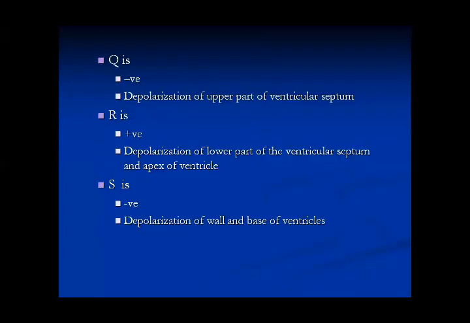Now we break up this QRS complex. The Q wave is a negative wave, and it shows the depolarization of the upper part of the ventricular septum. R wave is a positive wave, and it shows the depolarization of the lower part of the ventricular septum and apex of the ventricle. S wave is a negative wave, and it shows the depolarization of the wall and base of the ventricle, right? So this is the breakup of the QRS complex.